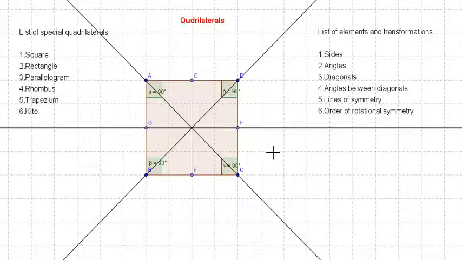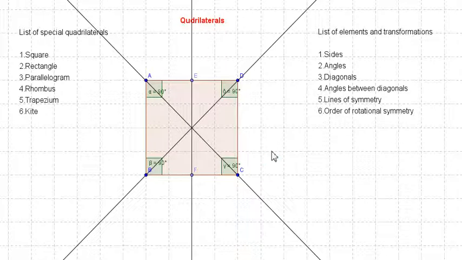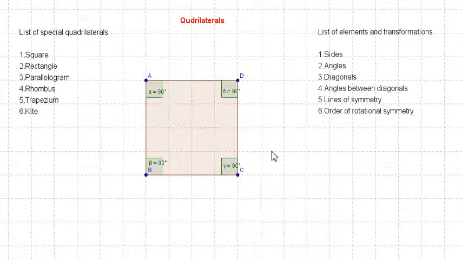And the order of rotational symmetry, the topic which I will explore later on, rotational symmetry. So once again, the order of rotational symmetry of a square is 4. Now let's move on to the next shape, which is a rectangle.